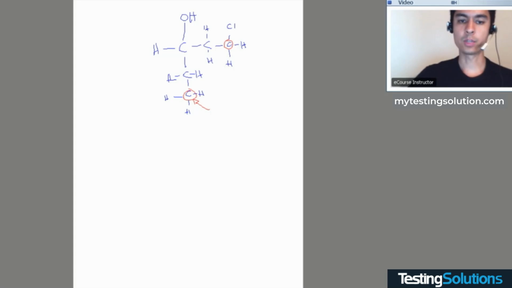One and this one. This one is bonded to 3 hydrogen atoms. This one is bonded to 2 hydrogen atoms and a chlorine atom. So the top one wins. It wins because as we move down the line, it was attached to the atom of the highest atomic number. So this one will be 1, this group would be 2, this group would be 3, and this group would be 4.